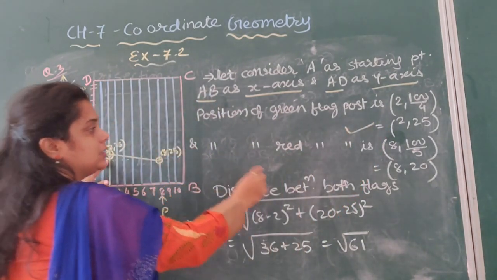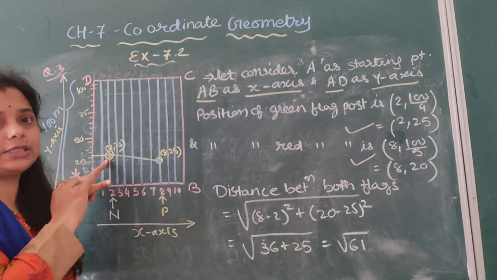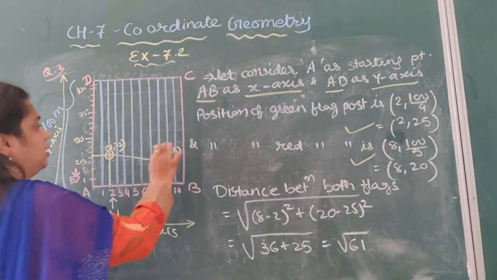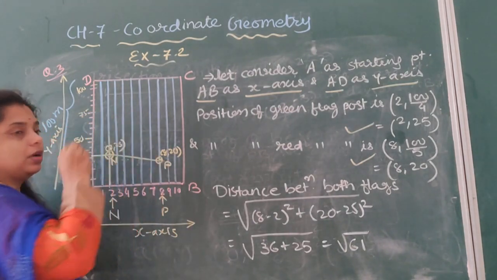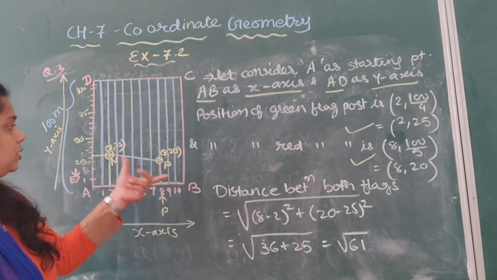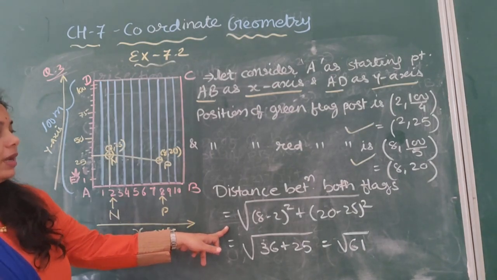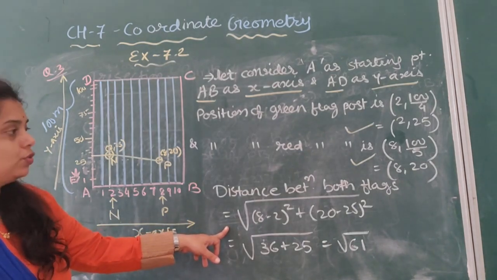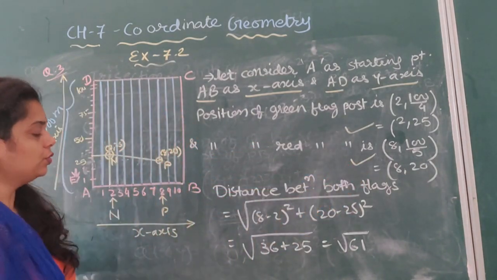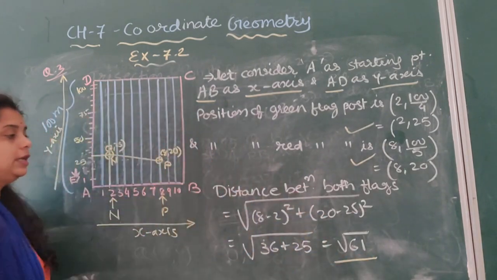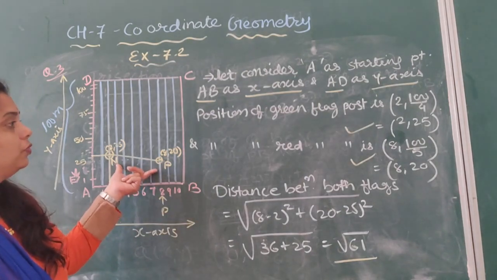And for Preet, it is the red flag post. It is the 8th row and 1/5 of 100. So it is 8 comma 20, these are the coordinates for Preet. This is for Niharika and this is for Preet. And we have to find the distance between both the flag posts. So the distance formula is the square root of (x1 minus x2) whole square plus (y1 minus y2) whole square. Whether you take this one as x1 y1 or this one as x2 y2, we get the same answer, and here we got root 61 as the distance between the two flag posts.